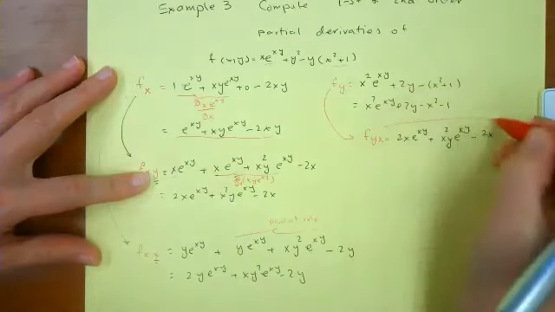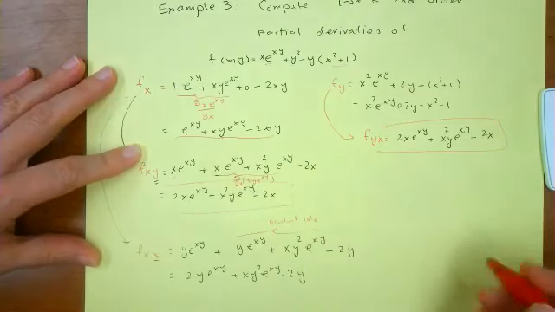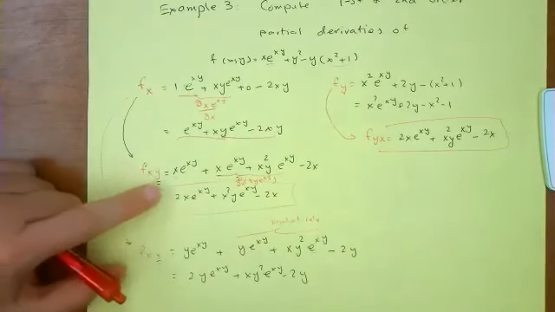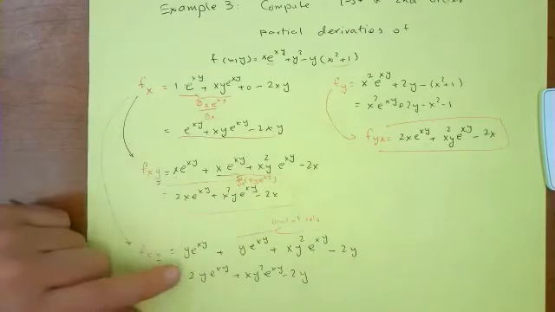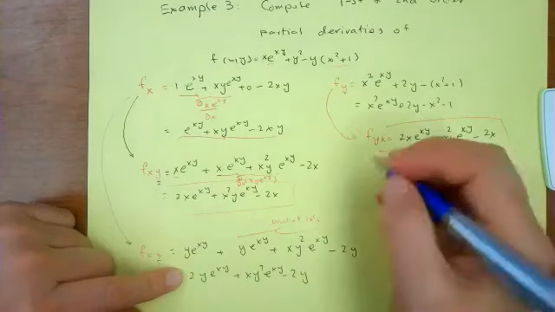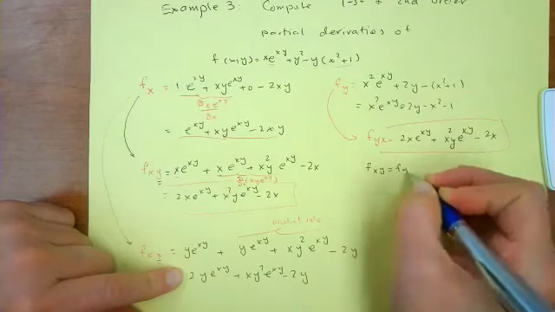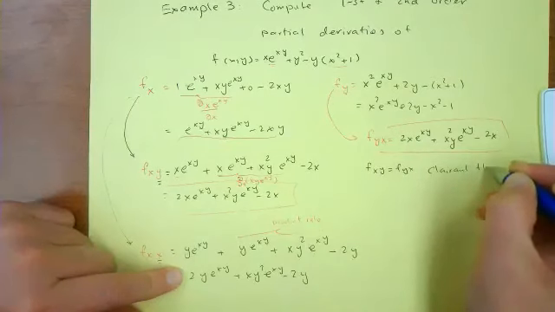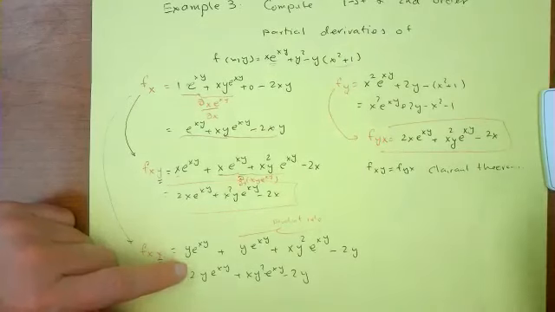Right here, let's check our answers. It turns out that the two f sub xy are the same. If I take the derivative with respect to x, then with respect to y, it is the same thing as if I take the derivative with respect to y, then with respect to x. And this is no accident. According to Clairaut's theorem, if the second derivatives are all continuous, this is going to happen every time.